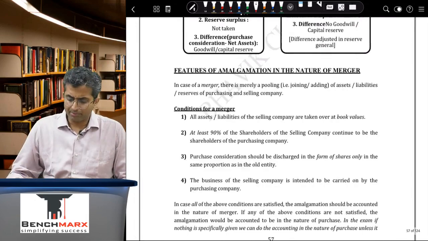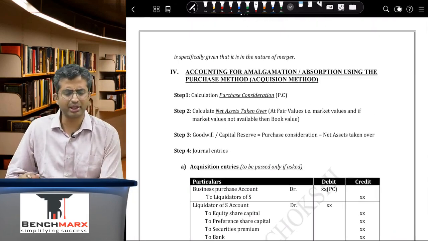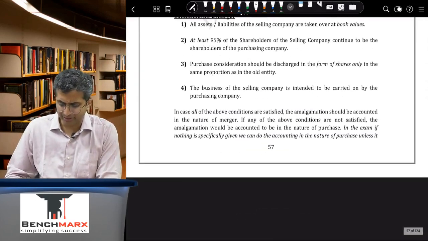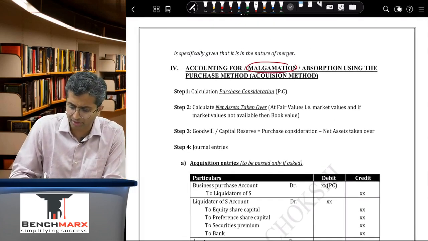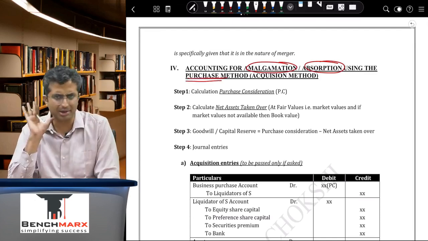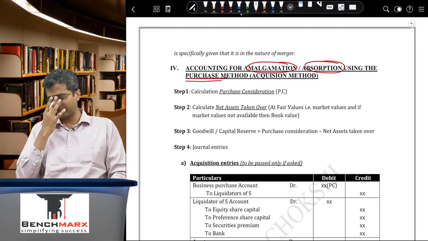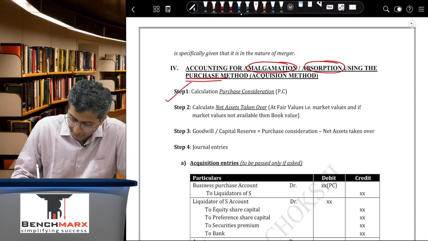Now, we will first finish these steps and then probably go to the methods. If you skip the third page for the time being, and you directly go to the accounting for amalgamation or absorption using what you call the purchase method. This is a standard method. If nothing is given in the question, you will do the amalgamation or absorption using the purchase method if no separate data is given. The first step involves calculation of PC, which is first preference using the net payments method. If that is not available, using the net assets method.